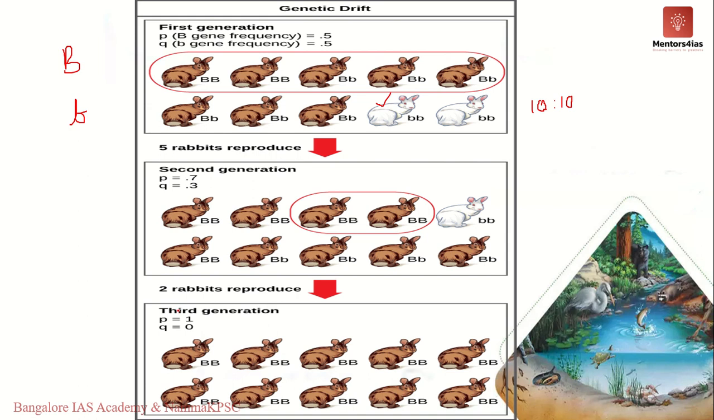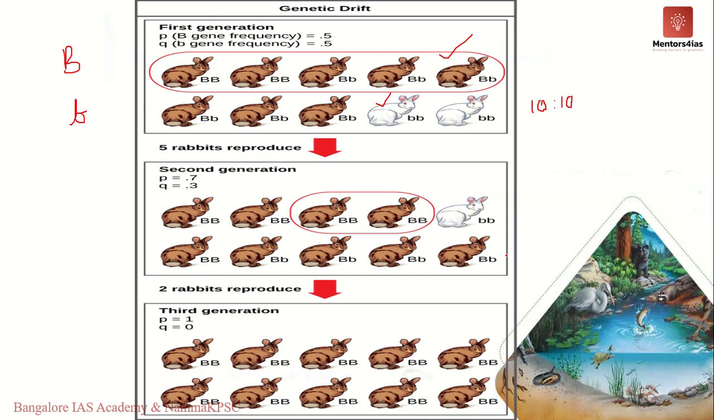Maybe the other 5 died for reasons unrelated to coat color, or they decided not to reproduce, or they ran away somewhere. Whatever the reason, only the 5 circled rabbits actually reproduce. Now what will happen? In the surviving group, the frequency of capital B and small b alleles has changed now.